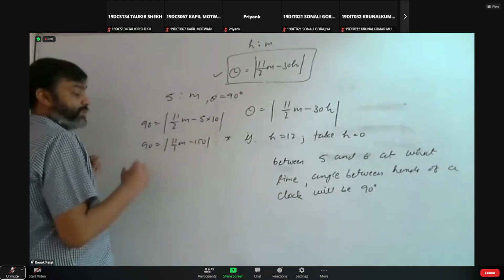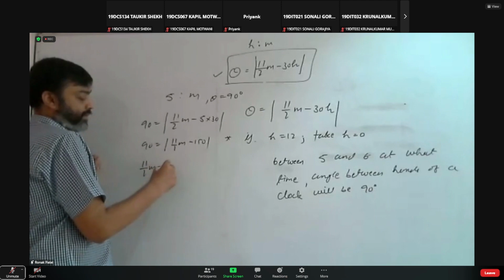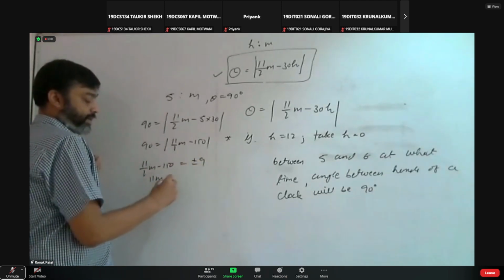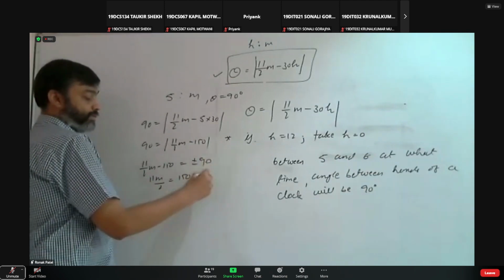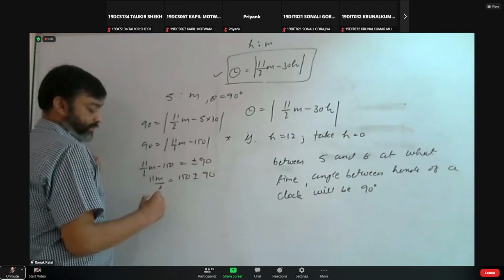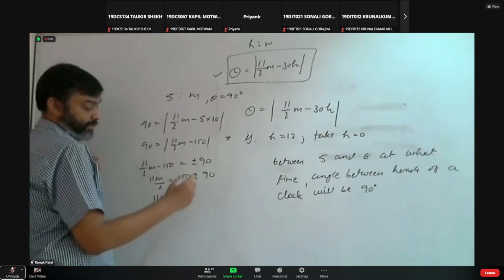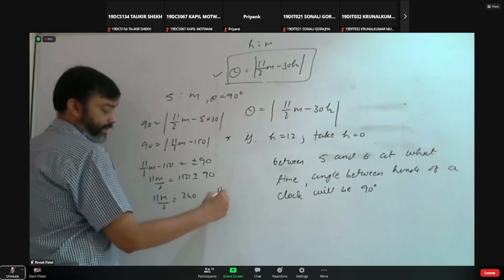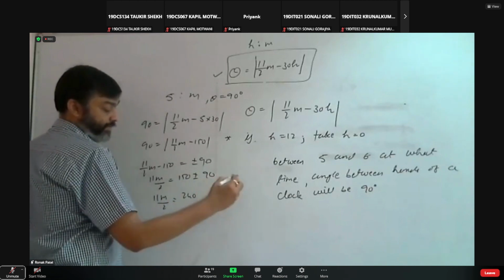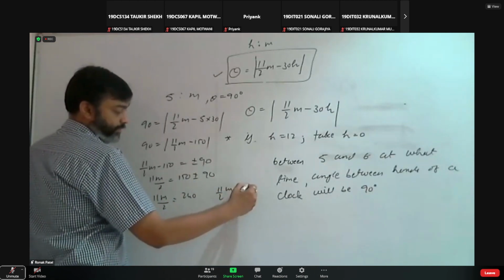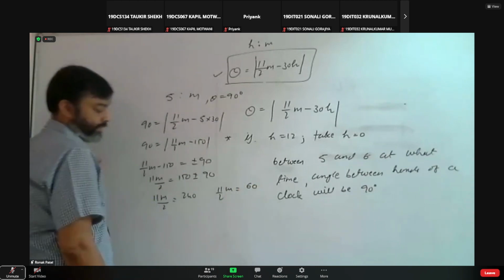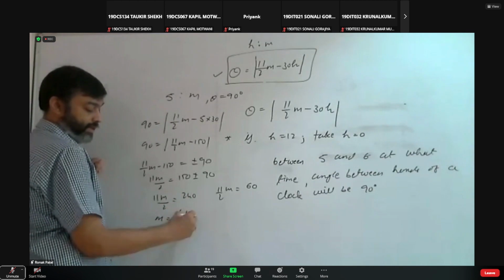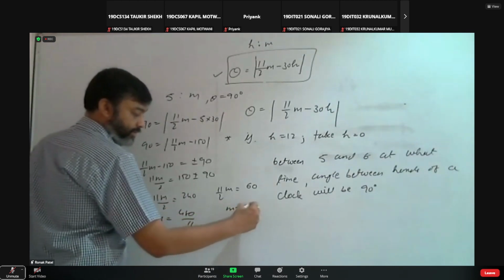Now when you remove the absolute sign, you know that we have to keep both plus and minus. So 11m by 2 equals 150 plus or minus 90. So 11m by 2 is equal to 150 plus 90, that means 240, or 11 by 2 m is equal to 150 minus 90, so that is equal to 60. Right. So in this case, m equals 480 by 11, or m equals 120 by 11.